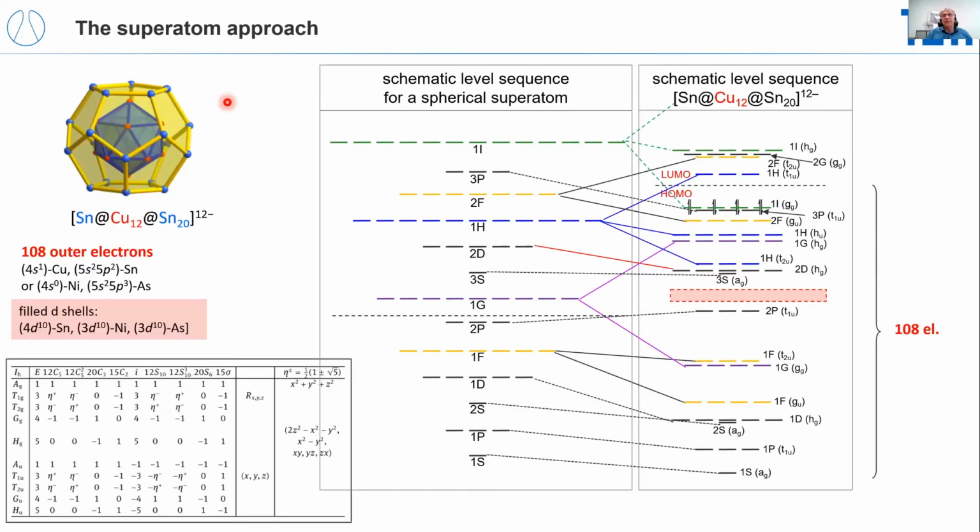If we apply this, and this is maybe confusing, if you join a lecture, then at the end of the lecture, we can look at those molecular orbitals which we calculated, which derive from a spherical atom. This cluster has 108 valence electrons, and exactly those fill those levels of a spherical atom. So we have a really superatom created within these intermetallic compounds.